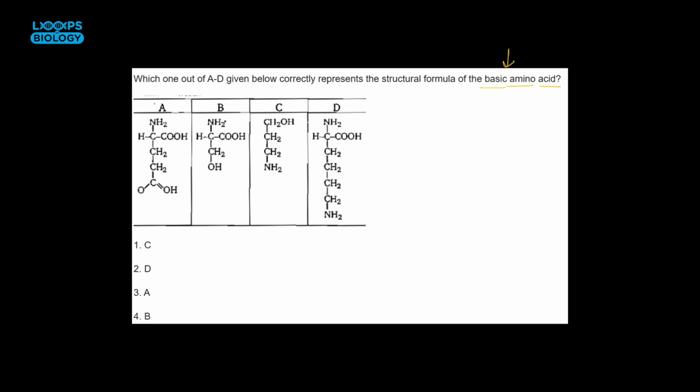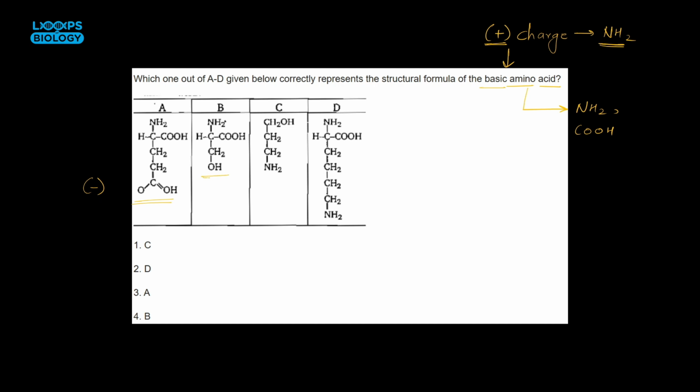Whenever I'm talking about basic amino acid, that means it should possess positive charge on it. Amino acid means there should be a presence of amine group as well as COOH group in a structure, and whenever there is a positive charge, there has to be a presence of NH2 group. This you must be knowing right now. So let's check for a structure. There is COOH group, guys. So this is not your basic, but this is negatively charged, so acidic amino acid.